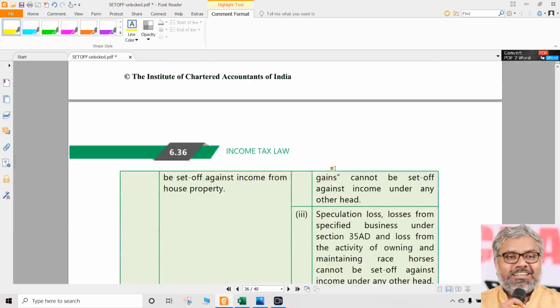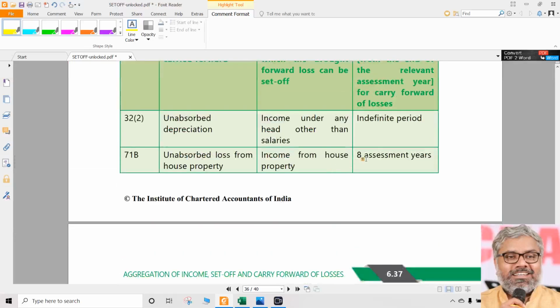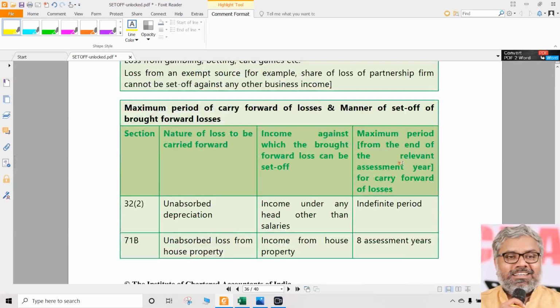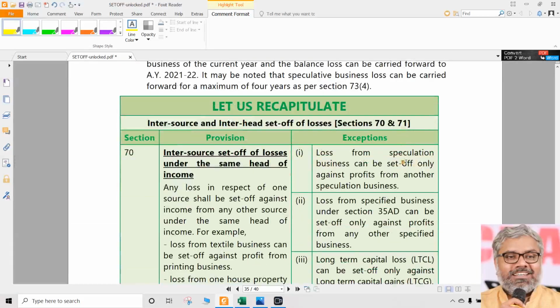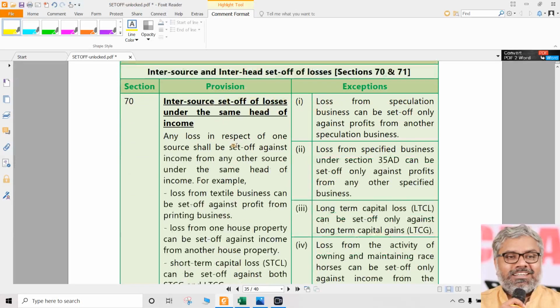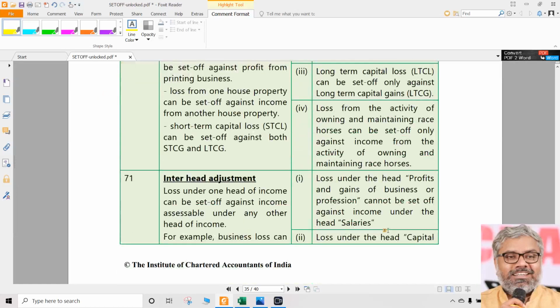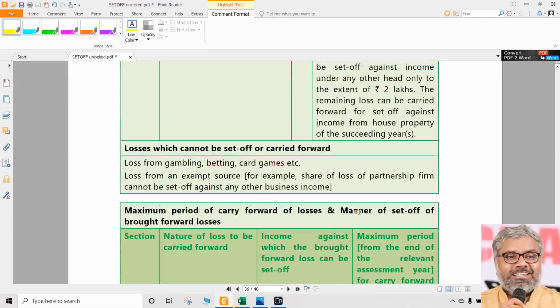Once again, revise the provisions very thoroughly, remember them very thoroughly, what is possible to be set off and where it is not possible to be set off. All of them have to be remembered very well. So read this also very thoroughly. So what are the exceptions to section 70? Very important one. What are the exceptions to section 71 also? Already, all of them we have discussed.